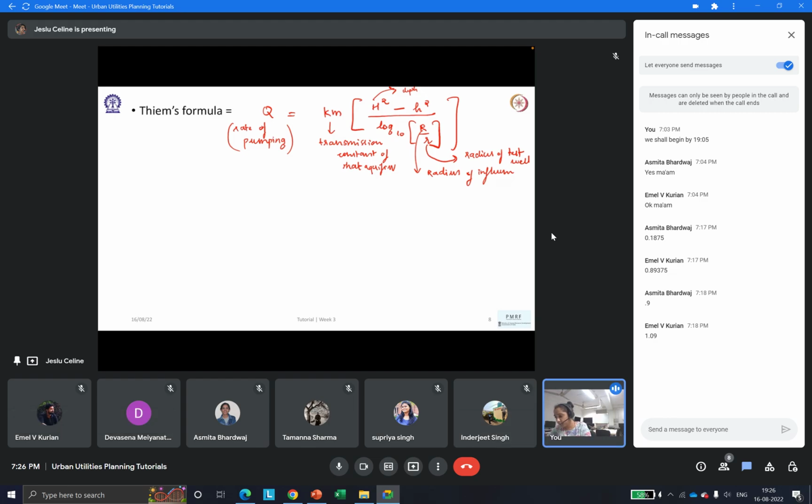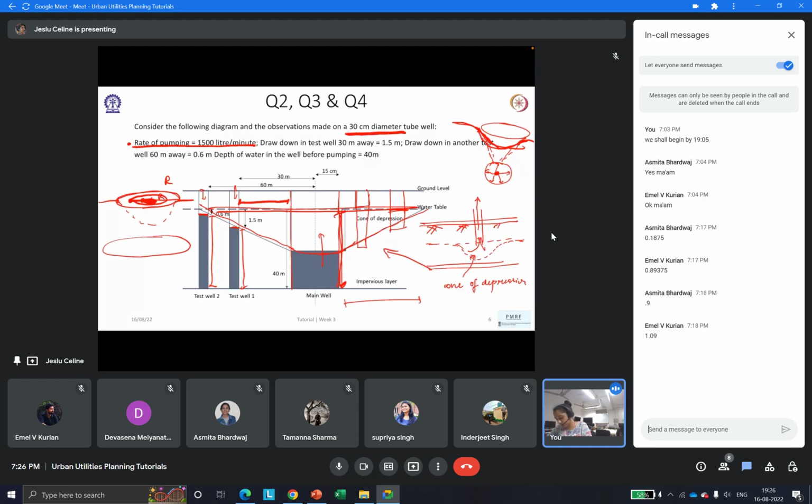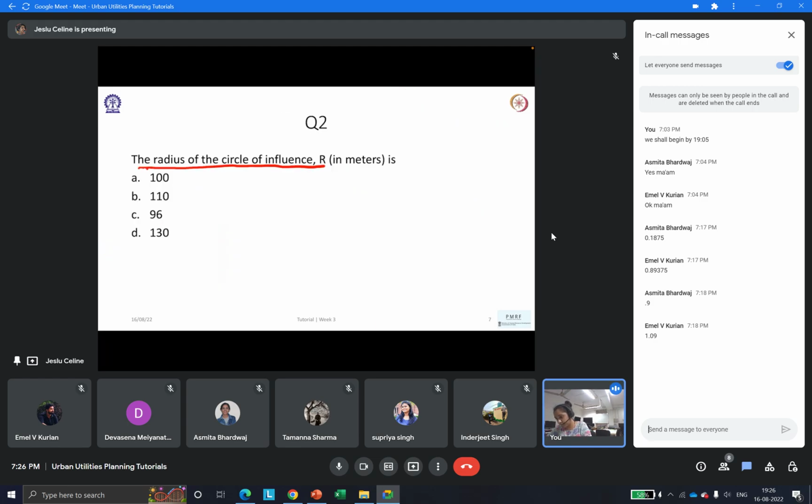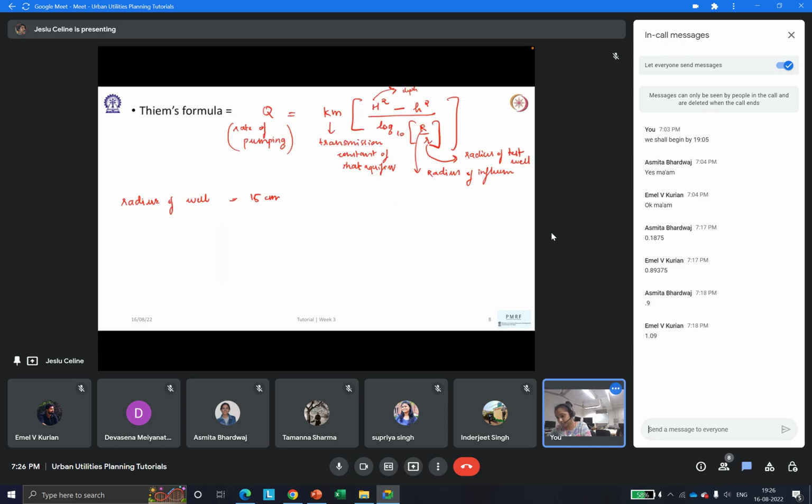So let's just write down the information which is there. Radius of the well, let's just go back. We've been given that it is 30 centimeters in diameter. So the radius of the well is 15 centimeters, right? Or we'll just write everything in meters because our final answer we want in meters. So it'll be 0.15 meters.